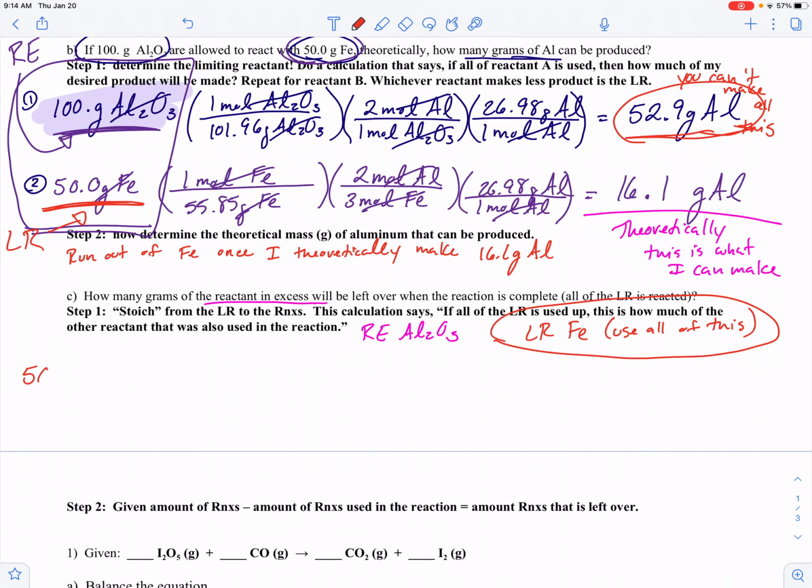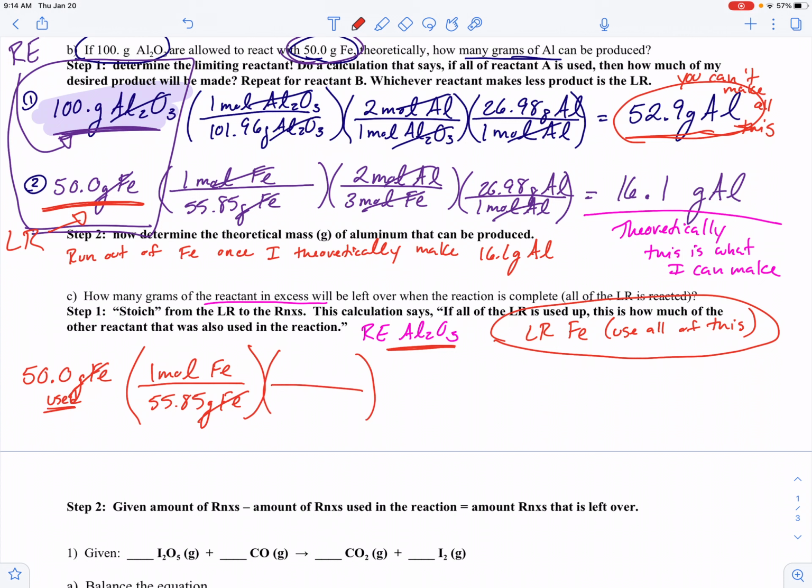I'm going to start with my given of 50.0 grams of iron because I know I'm going to use all of that iron. And I'm going to figure out how many grams of aluminum oxide I'm actually going to use. So all of this is used. I'm going to write "used" next to it just so that I can keep it straight while I'm working. And I'm going to go all the way to grams of aluminum oxide. So I know that every 1 mole of iron is 55.85 grams. Again, grams cancels. I'm in moles. This is how many moles of iron that I'm using.